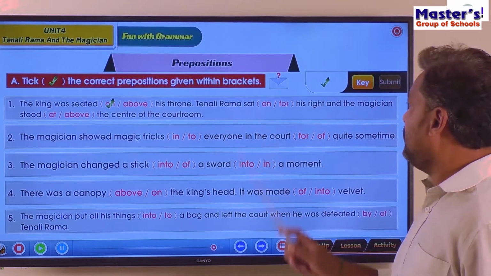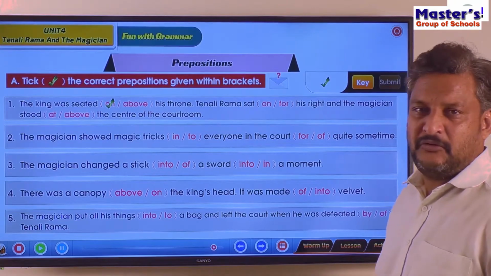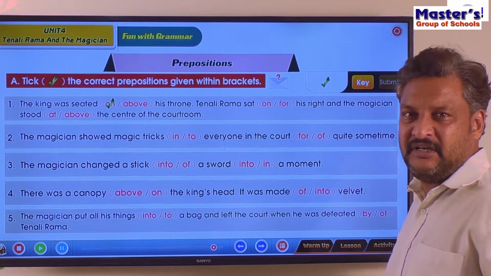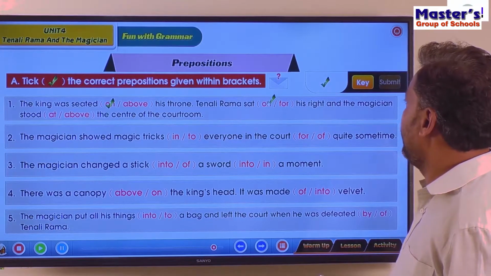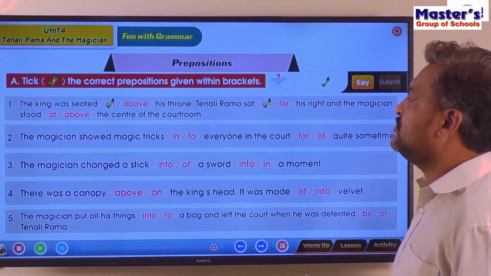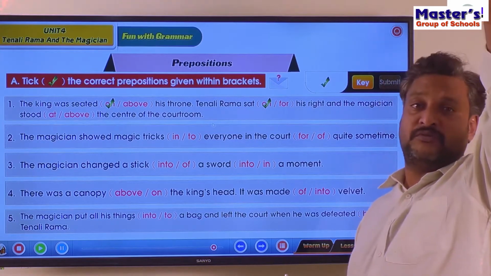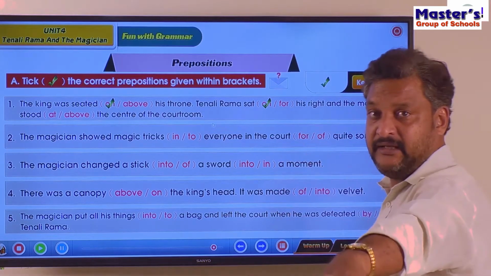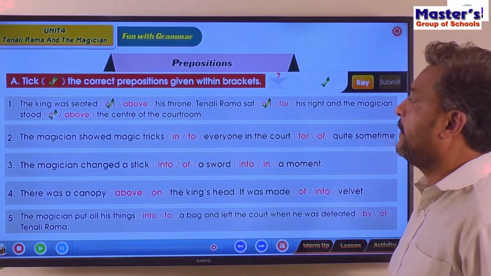Tenali Raman sat on his right. On is something that is related to the position, isn't it? Again on. And the magician stood at the center of the courtroom. He cannot stand above the courtroom, isn't it? He can stand at the center. So at the center.